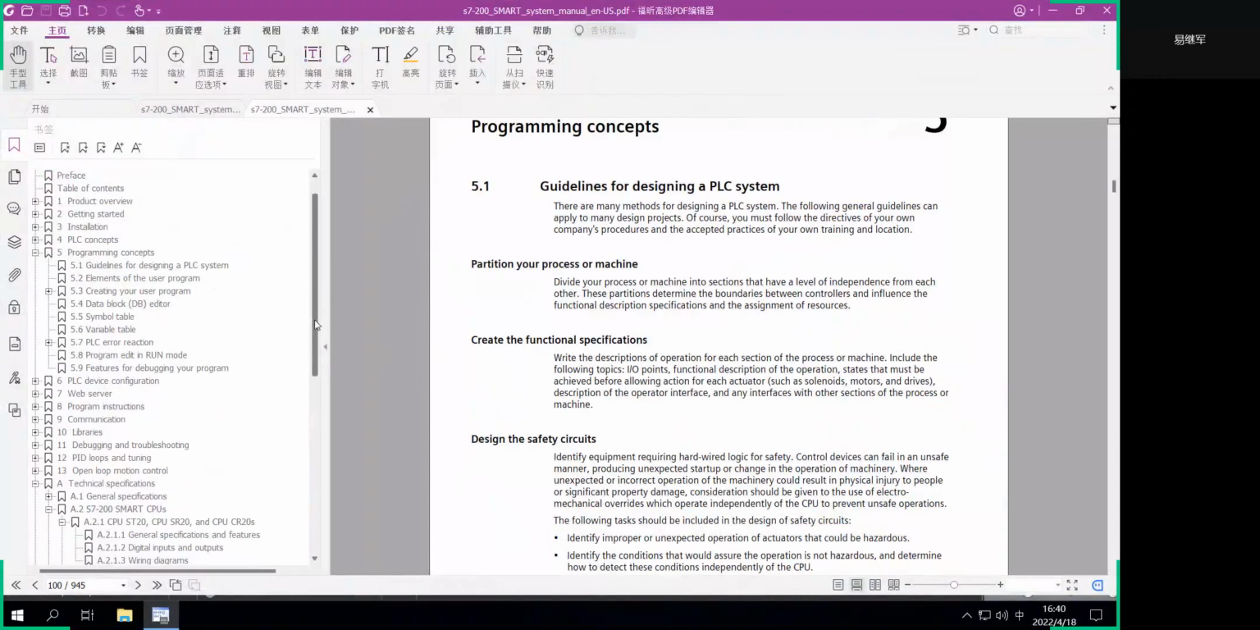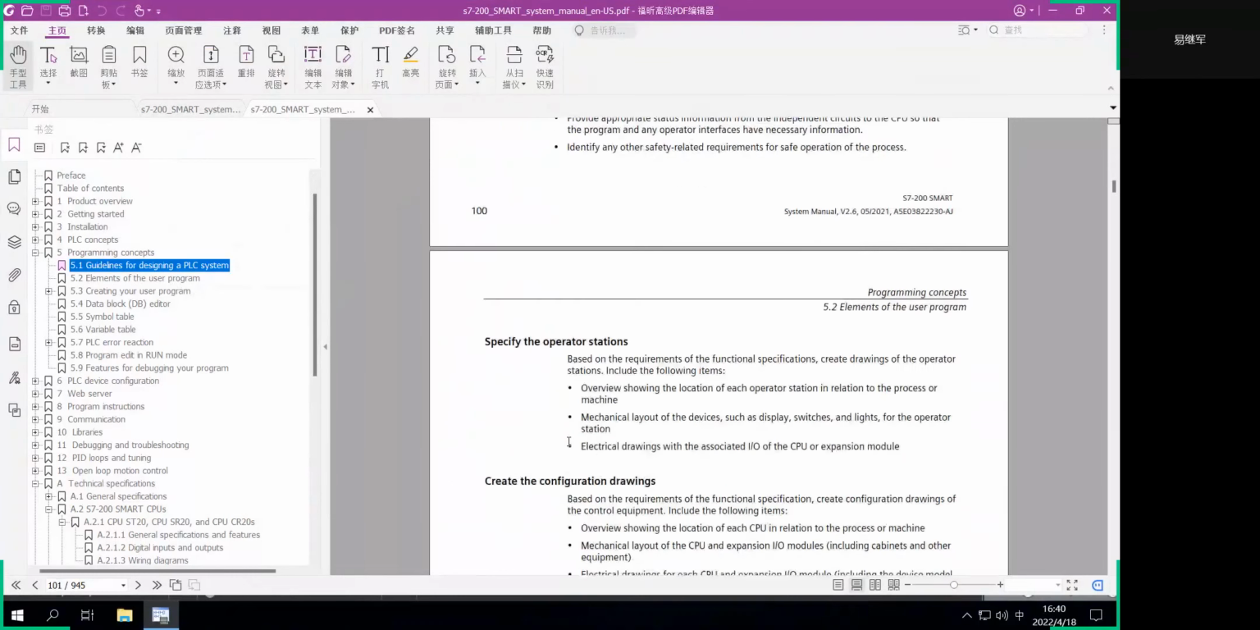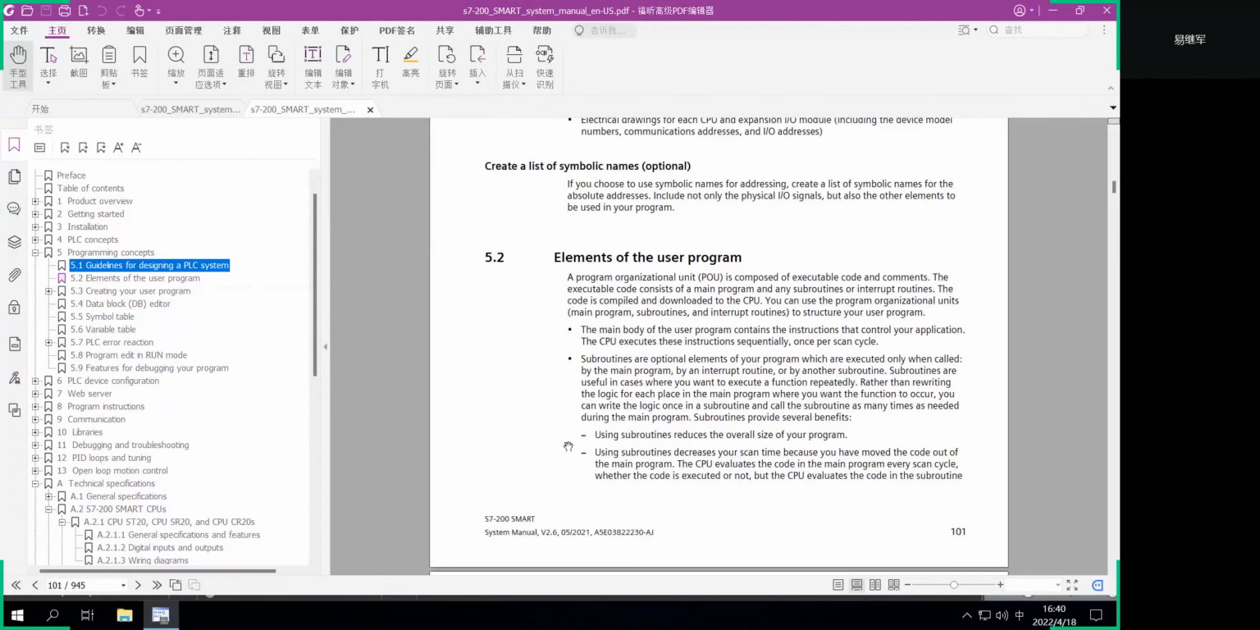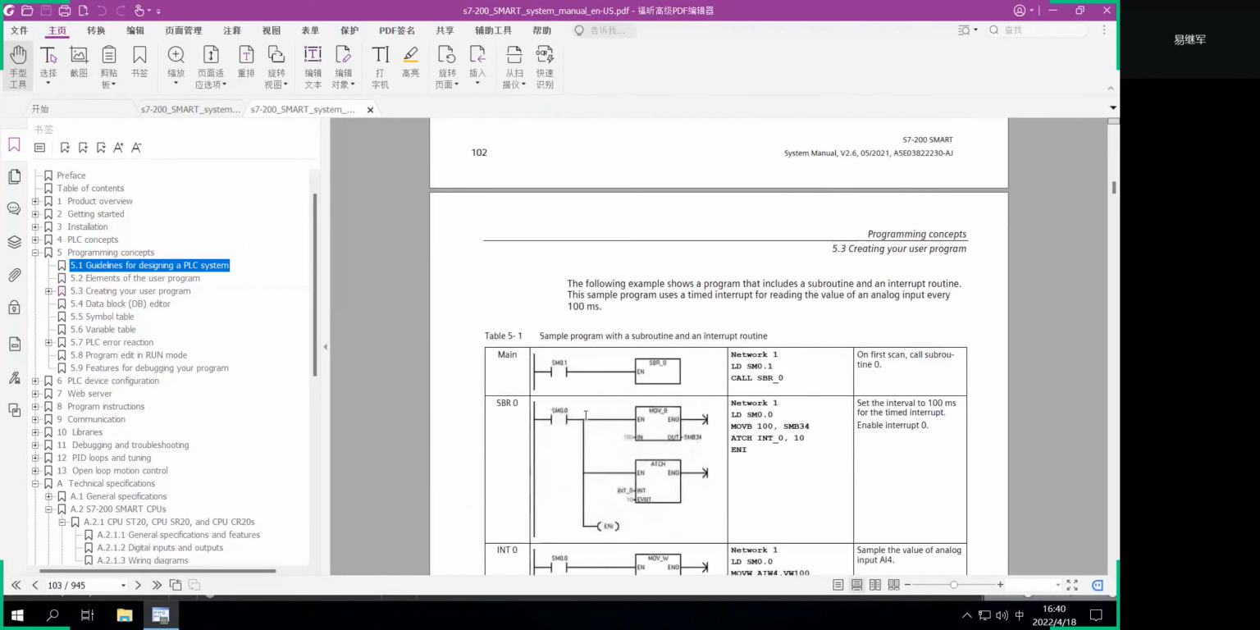As we know, the PLC is just like the microcontroller. So some concepts in the PLC are the same as the concepts in the microcontroller. For example, the byte, the word, one byte is 8 bits. So we need to learn some basic concepts for your study.